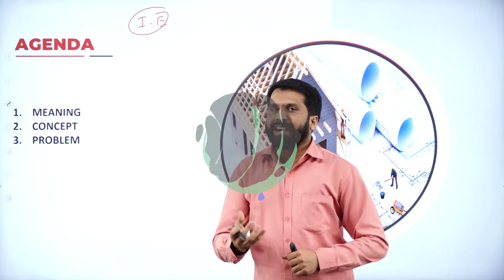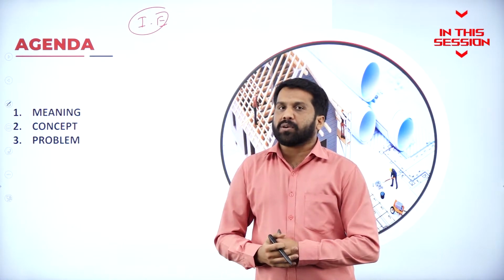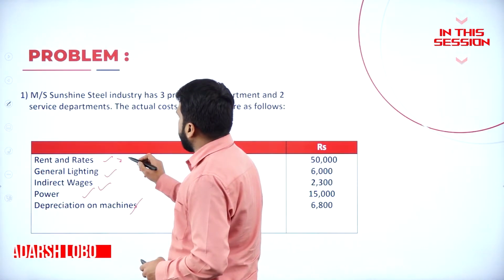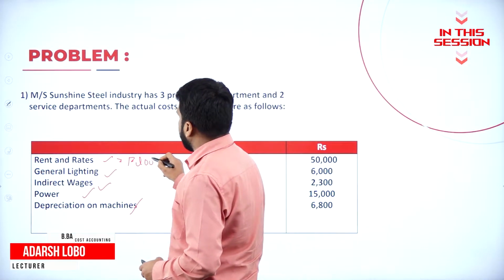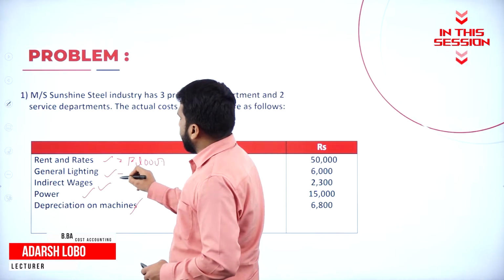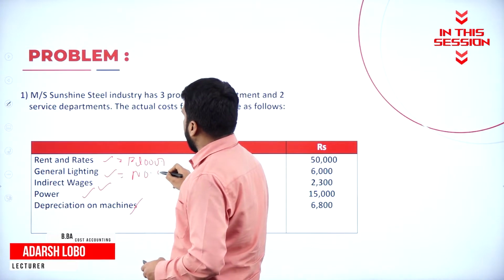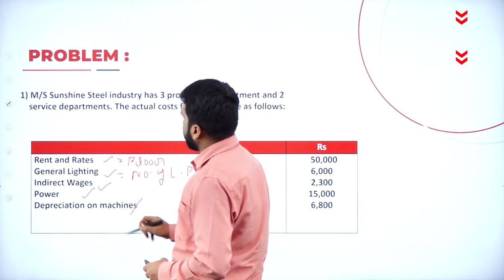All your indirect expenses, we call it as overhead. Rent and rates on the base of floor area. General lighting on the base of number of light points.